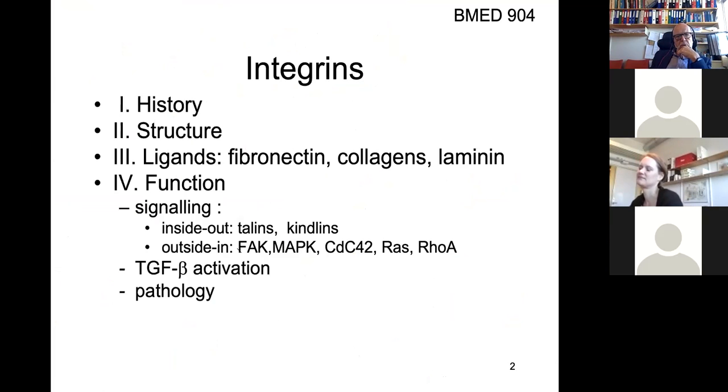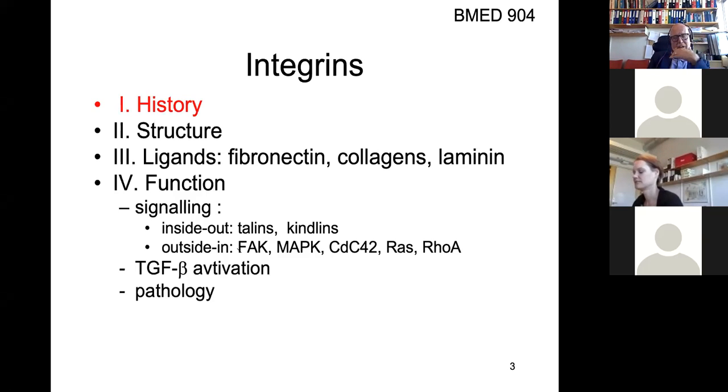Right, so what we will do during this lecture is that I will say a few words about history, I will talk about structure, we will talk some repetition from the previous lecture about the ligands, and we will say not so much, but some about integrin signaling. And very importantly for this course, where we talk about fibrosis, is the role of integrins in TGF-beta activation. And if we have time, this might not be the case, we will also say some about pathology caused by defects in integrins, or integrin function, I should say.